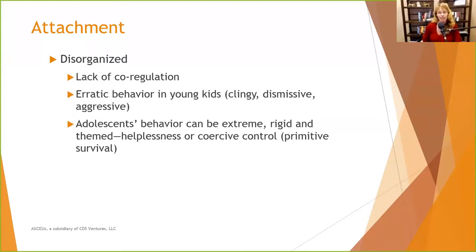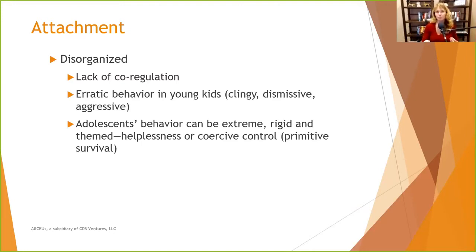And disorganized. There's a lack of co-regulation. In these families, there's erratic behavior in the young children. They may be clingy and then dismissive and then aggressive. Mommy, pick me up. And then mommy picks them up and they're like, get away from me. Why are you always messing with me? They can be aggressive. They can act out. They don't know how they're feeling.